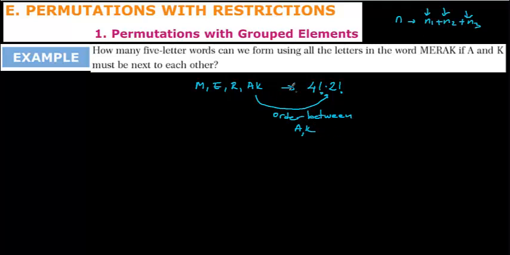So there are four letters because one of them behaves as a group. So two letters behave as a group. There are four letters, and this group permutates inside the group in 2 factorial different ways.